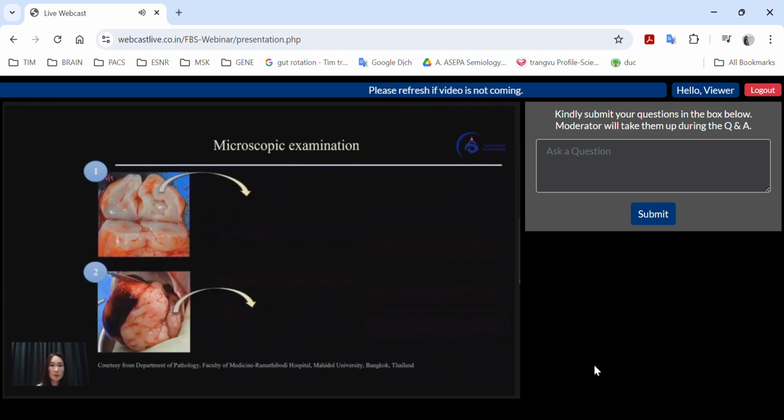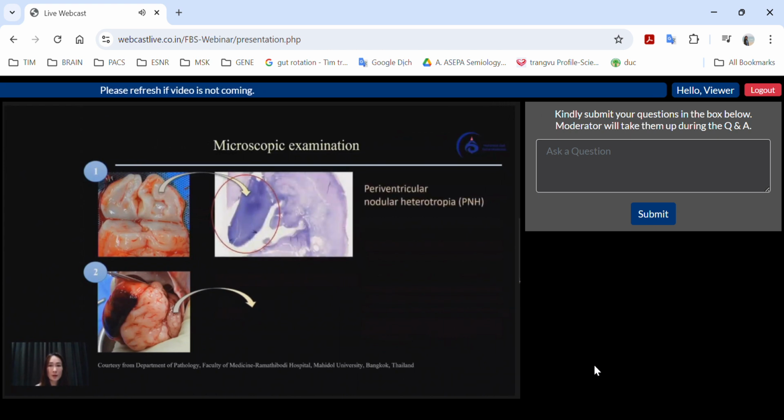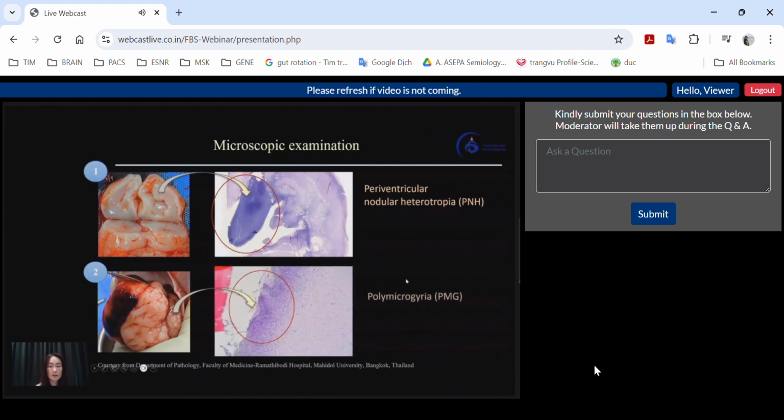A microscopic examination was done to check the abnormal findings from the gross examination. The upper image shows many normal baby neurons remaining in the ventricular zone and forming nodules along the ventricular surface, instead of migrating up to the cortical plate, as they normally would. The lower image shows an area with extra small folds called polymicrogyria, or PMG.